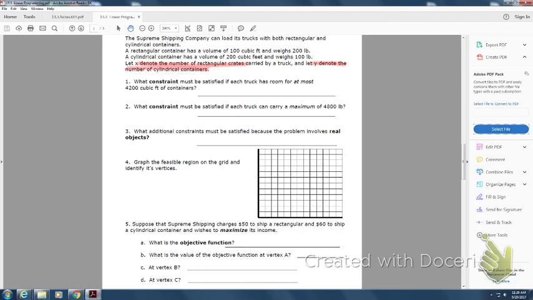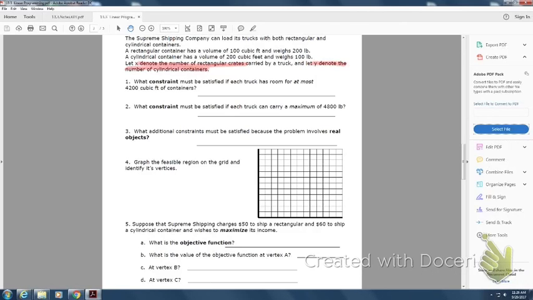Joe? What are the two? The amount of crates. Not the amount of crates. What are the two pieces of information they give us about each kind of crate? The shape. Not necessarily the shape. Volume. The volume. Okay, so one constraint is probably going to be about the space that they take up. And what else? The weight.